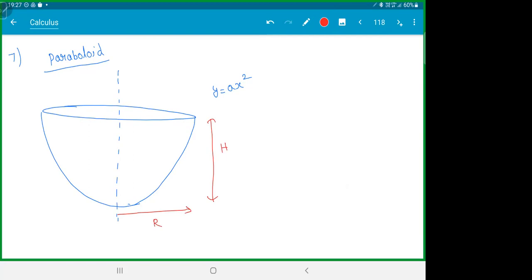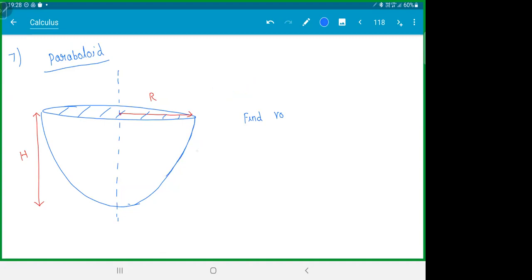You get an actually pretty interesting result in this. So this is r and this is h. Find the volume of the paraboloid. To find the volume of this shape, it's a solid one. The equation of this is y is equal to x square.